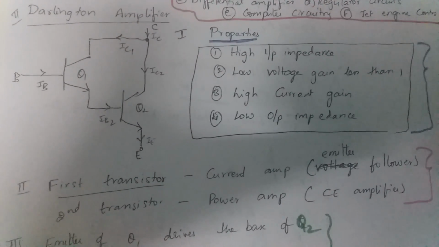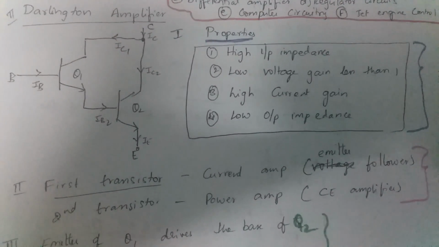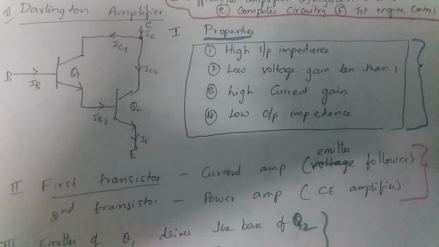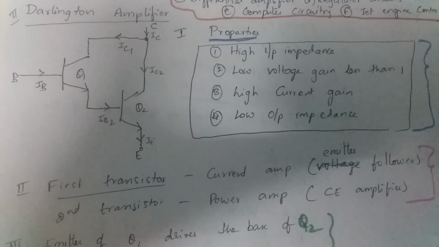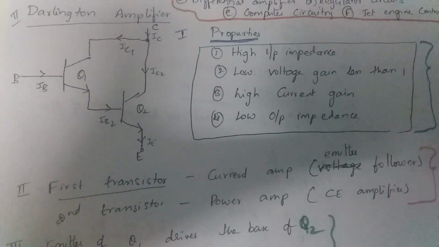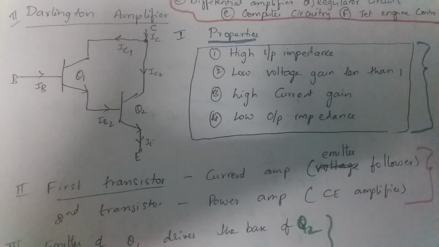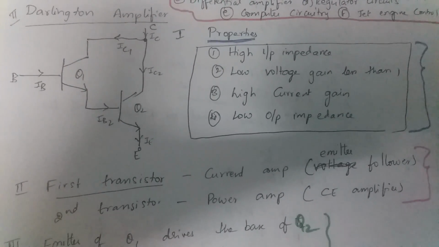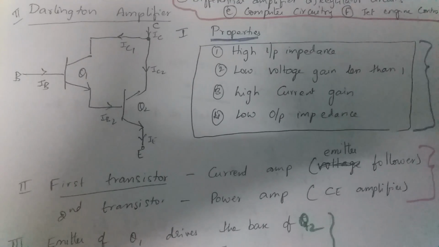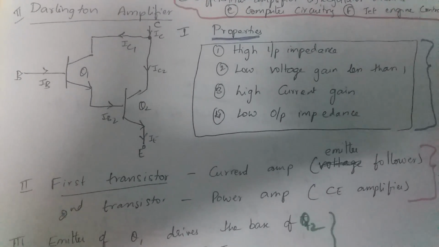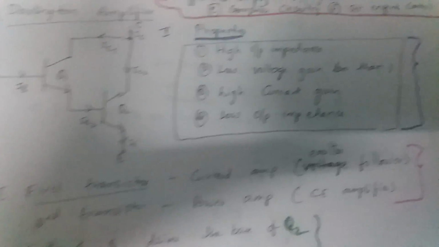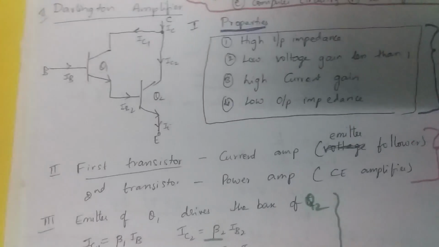In this session, let's have a look at the Darlington amplifier. Then we'll also look at the Miller effect, and we'll also discuss some properties of the cascade amplifier. We have seen that the Darlington amplifier consists of a common collector stage followed by a common emitter stage. Since the first transistor is an emitter follower, the current gain is very high and it is used as a current amplifier. That is, Q1 is used as a current amplifier and Q2 is used as a power amplifier.